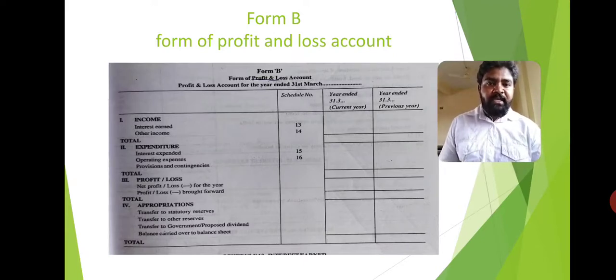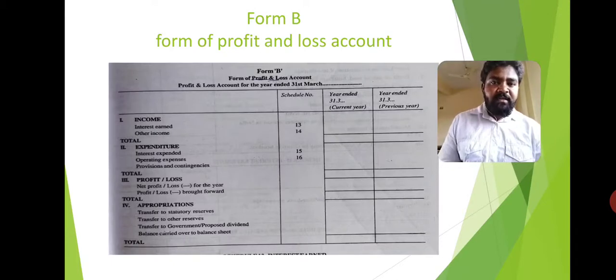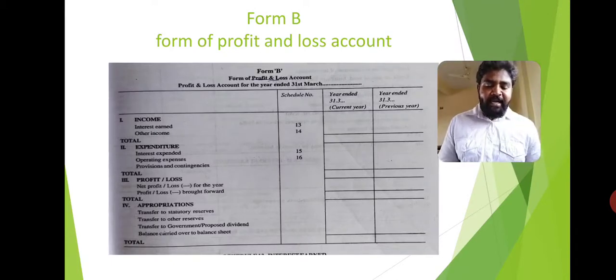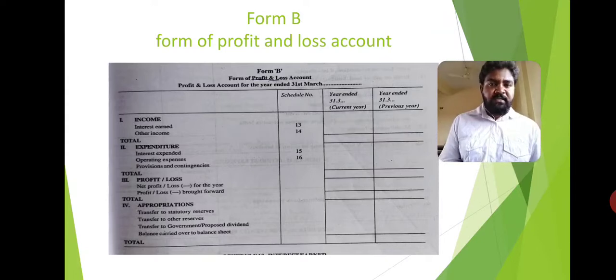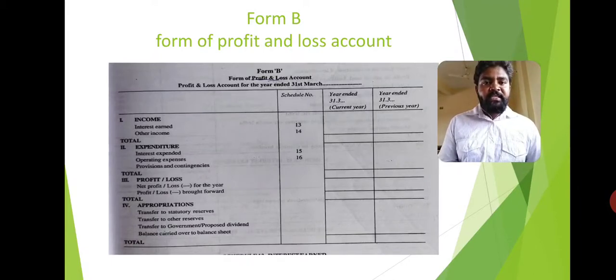Under expenditures, the first is schedule number 15, interest expended. Examples of interest expended are interest on deposits, where the public makes deposits and the bank has to pay some interest, and interest on Reserve Bank of India and interbank borrowings. So this information we need to consider under interest expended.